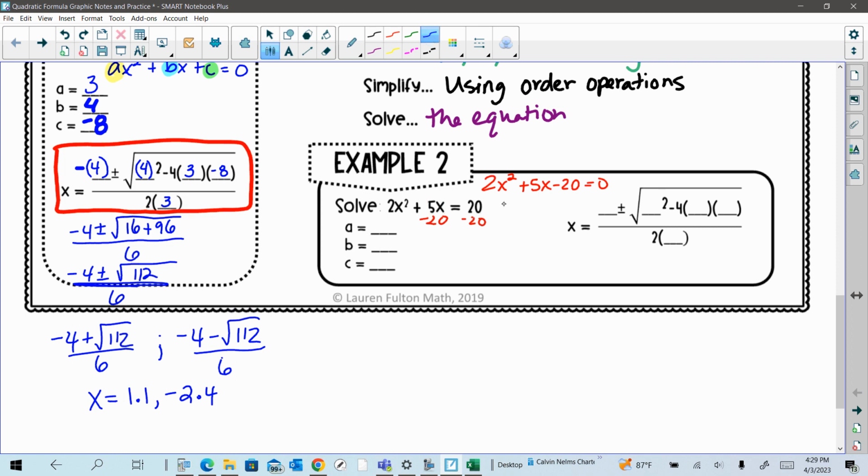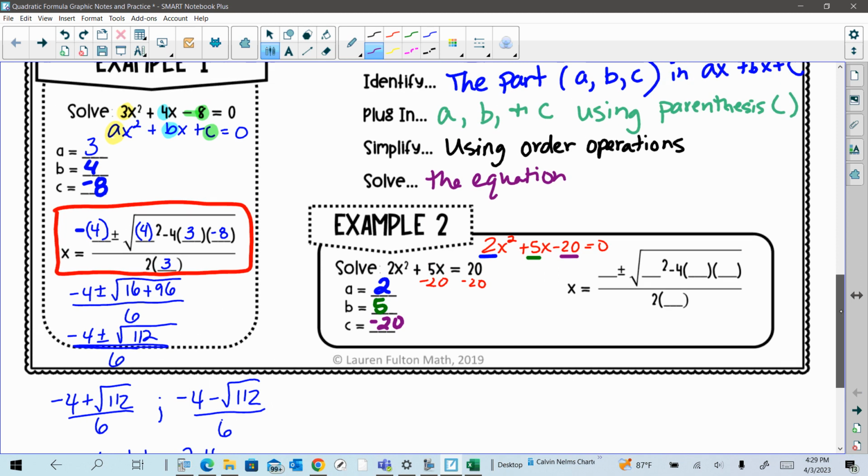My a, that's the coefficient in front of x squared. That is the 2. My b, that's our coefficient in front of the x, so our b equals 5. Our c, that is our constant. We have a minus there, so it's a negative 20. So now we're just going to substitute it into the formula.